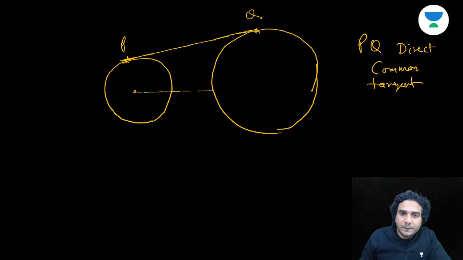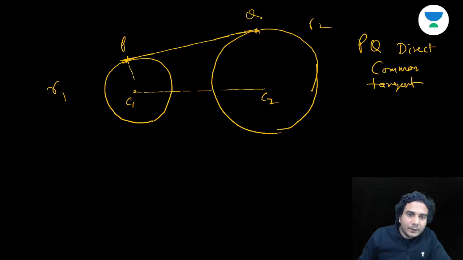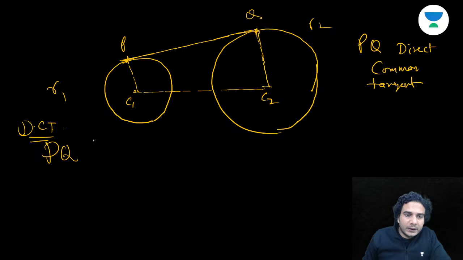And what is the length of PQ, by the way? This is radius R1, this is radius R2. This is center C1, this is center C2. Can you guys tell me the formula? So the formula is PQ, length of direct common tangent. Okay, this is also there in class 10th. So PQ is equal to under root of C1C2, distance between centers, square, minus (R1 minus R2) square.